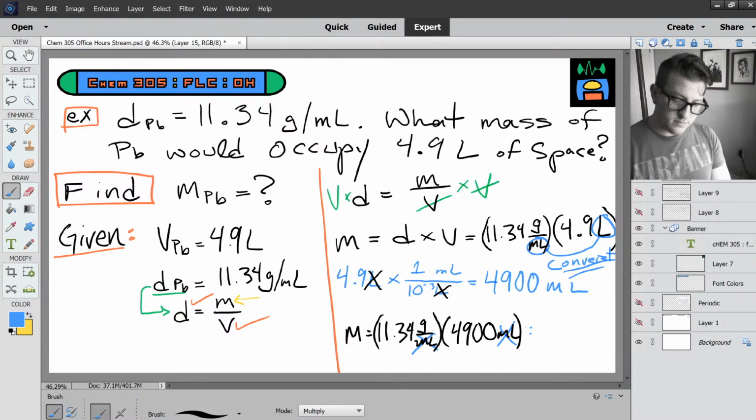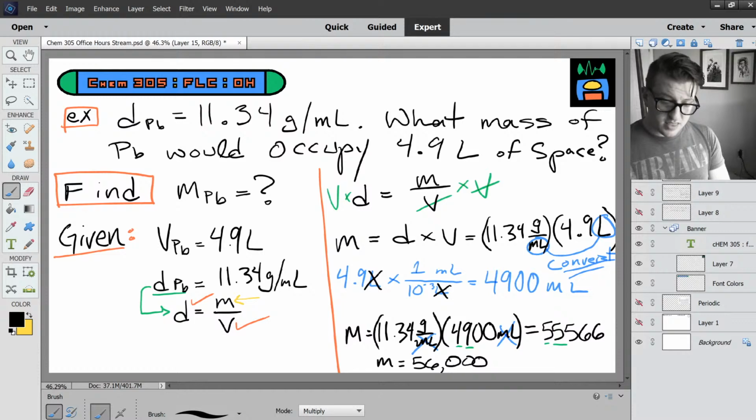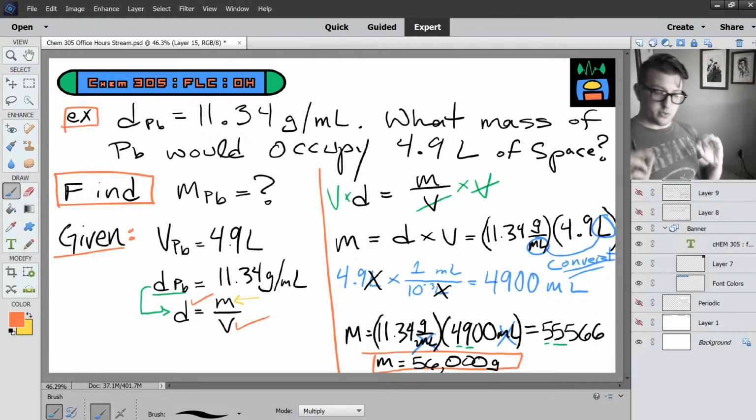So the value that the calculator is giving me is quite large. It is 55566. But we can only keep two significant figures because our volume only has two sig figs. So the mass of lead that occupies 4.9 liters is 56, excuse me, 56,000 grams. And that is the answer to this problem.